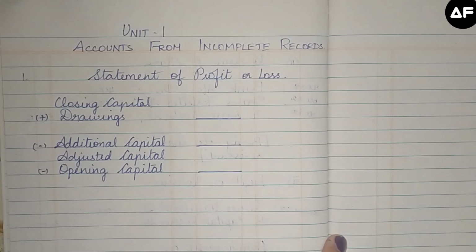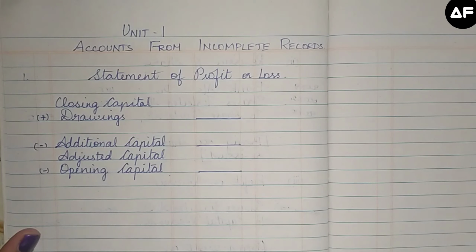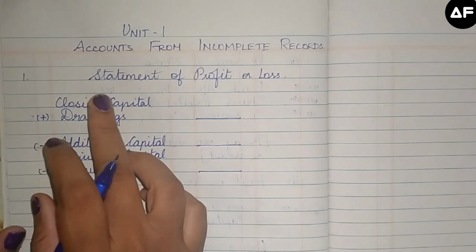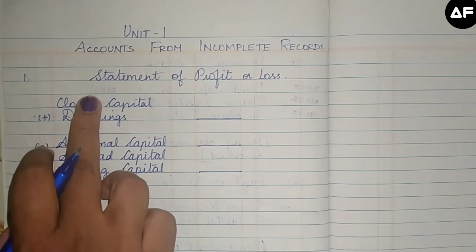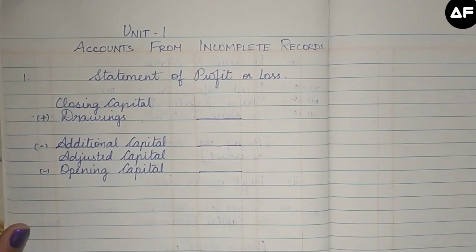We are going to see problems relating to statement of profit or loss account. In order to do these problems, you must be very clear in the format which we have already shown in the previous slides. The format is statement of profit or loss. This is a simple format of it. If you know this format, you'll be able to do these sums. These sums preferably come in the 2 marks.